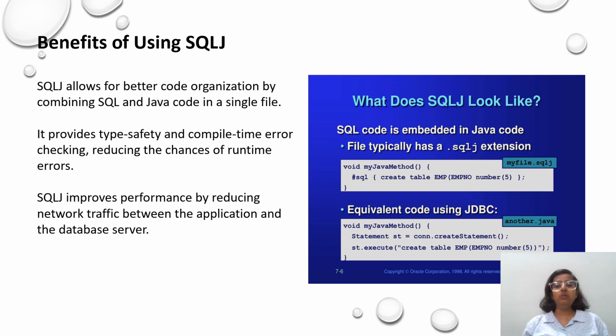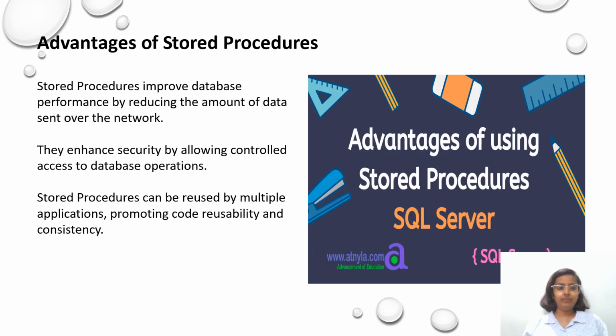What does SQLJ look like? SQL code is embedded in Java code. A file typically has a .sqlj extension, with a void main Java method, like creating a table employee. The equivalent code using JDBC has a void main Java method, with a statement equal to connection dot create statement, and execute statement, creating the table for employee.